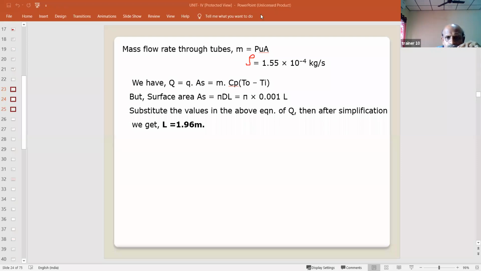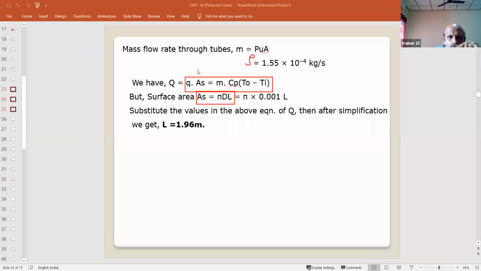So this is the formula we have to consider. Heat flux into surface area equal to mass into specific heat into delta T. Delta T means outlet temperature minus inlet temperature. Here the surface area of the pipe equal to pi into d into L. The d value is given, that is 0.001 meters. Substitute this value in this equation.